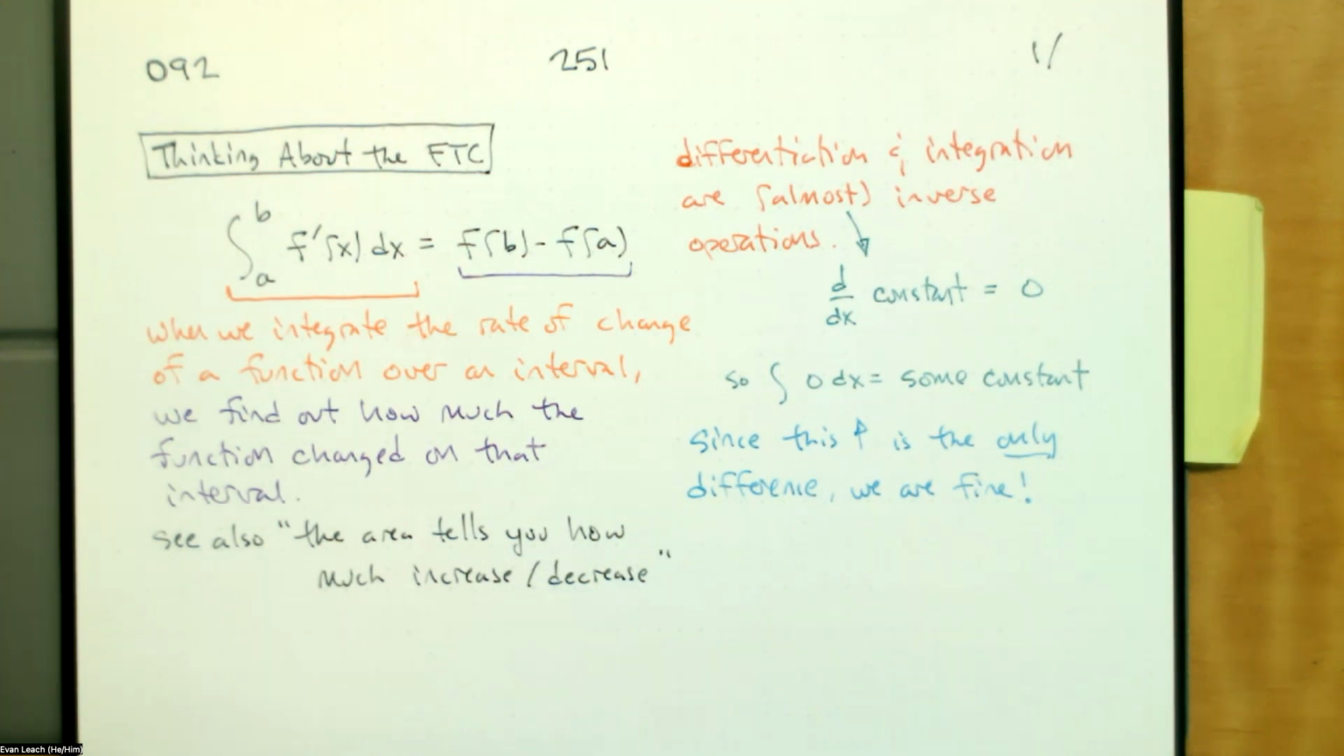So when we integrate the rate of change of a function over an interval, we find out how much the function changed on that interval. That is just another way of pointing out that when the derivative is positive, the function is increasing, the area tells you how much the function increased.